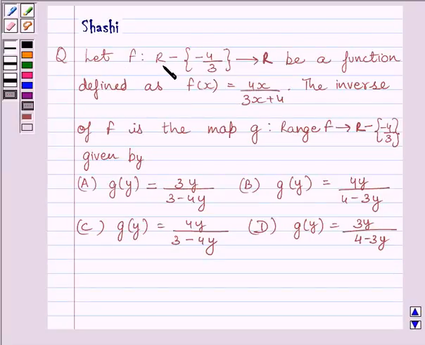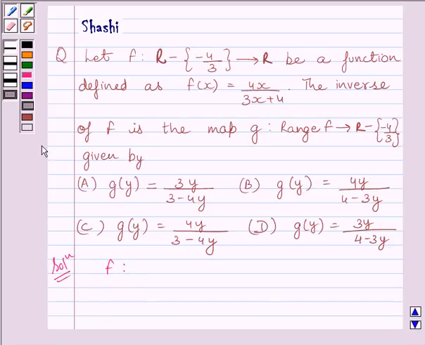Let function f from R minus {-4/3} to R, where R is the set of all real numbers, be defined as f(x) = 4x/(3x+4). The inverse of f is the map g from range f to R minus {-4/3}, given by: a, g(y) = 3y/(3-4y); b, g(y) = 4y/(4-3y); c, g(y) = 4y/(3-4y); d, g(y) = 3y/(4-3y). We have to choose the correct answer from a, b, c and d. Let us start the solution now.